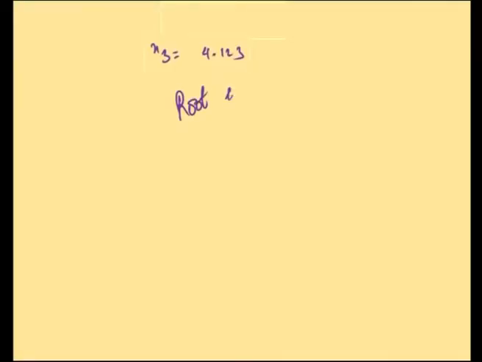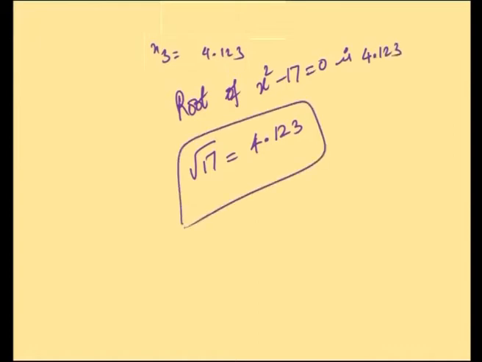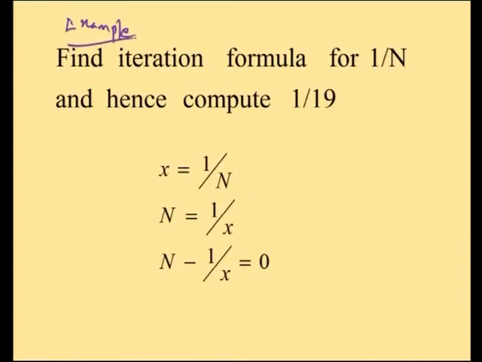So the root of x square minus 17 is equal to 0, or root of 17, is equal to 4.123, corrected to 3 decimal places. Similarly, find the iteration formula for 1 by n and hence compute 1 by 19.